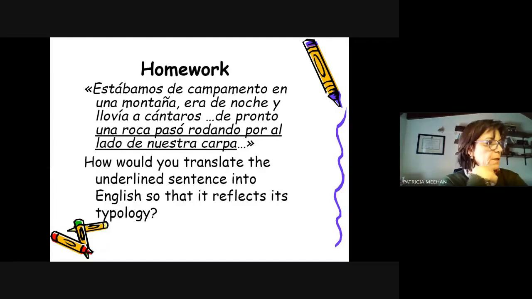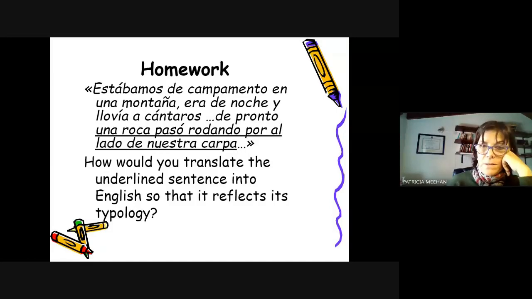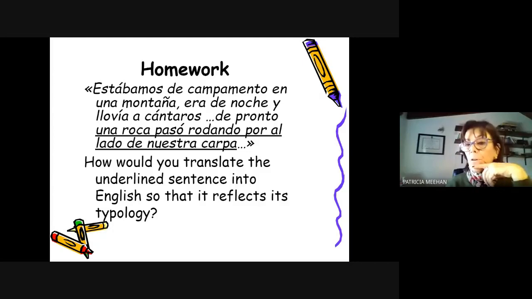Okay, have you thought of any possible answers? A rock rolled past our tent. Rolled past our tent. That's a good answer. It rolled past, but not it went rolling, because of this use of the gerundive, rodando, gerundio en español. Se cortó un poquito el audio. El uso del gerundio en español, rodando, que Talmi lo llama gerundive.